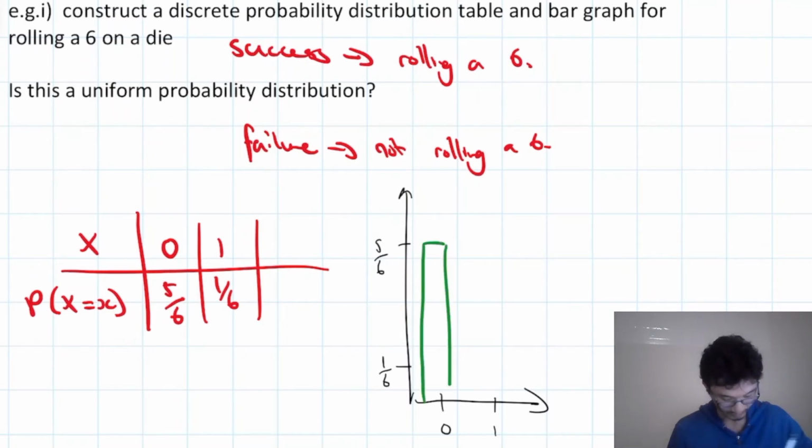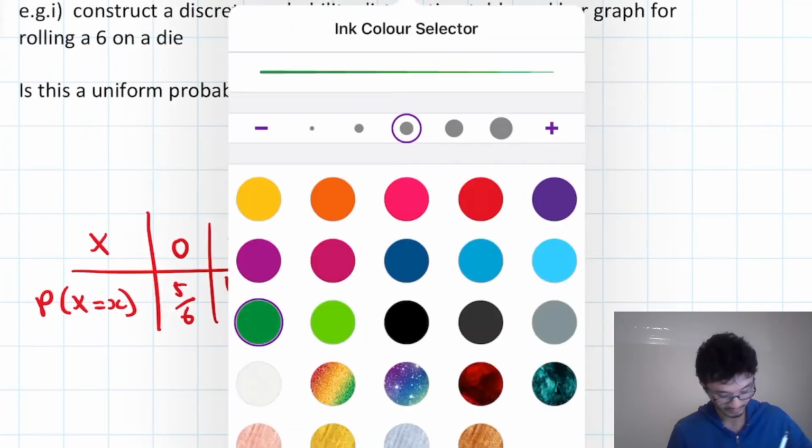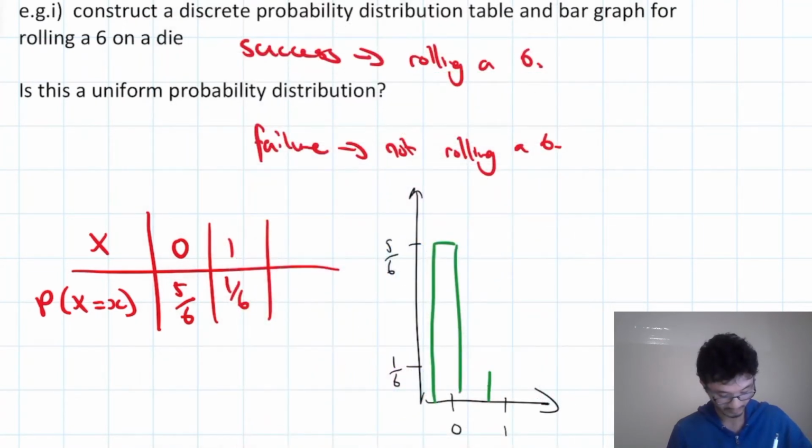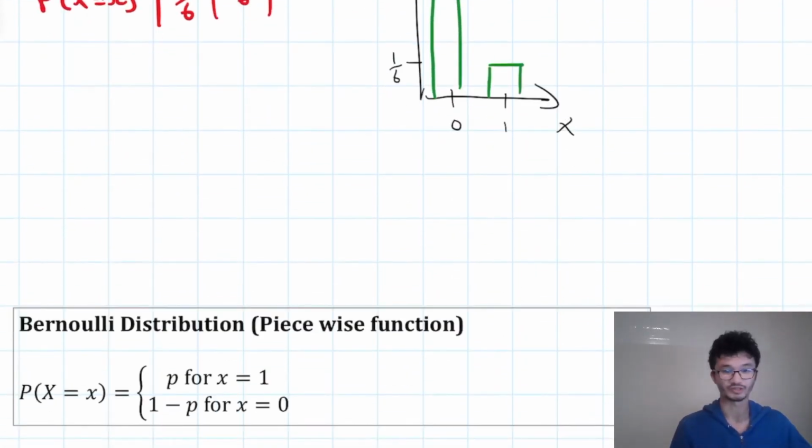And of course you would use a ruler, which I would if I could. Okay. And so that's what a bar graph and a discrete probability distribution table might look like. And we should probably label our axes as well. Okay, cool, awesome, all right. So what other questions can we answer?